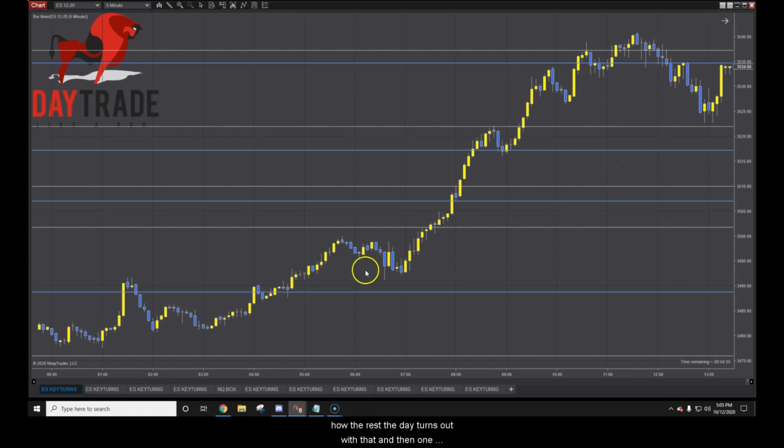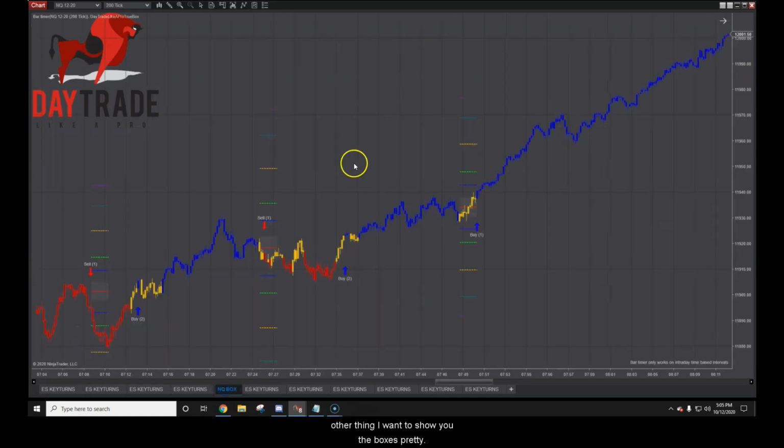And then one other thing I want to show you, the box is pretty dynamic. It's pretty versatile. This is just after the open. This is a 200 tick chart. If you wanted to use something like this for scalping, you could see that there's a nice scalp opportunity, then there's a long opportunity. Again, you can do the same kind of thing. You could put it on a chart with prediction points. You could use it with key turns. You can use it with backfill, with one price. You can sort of combine these things together.